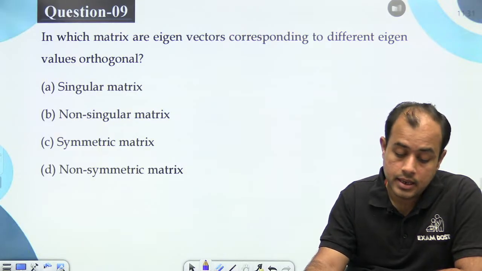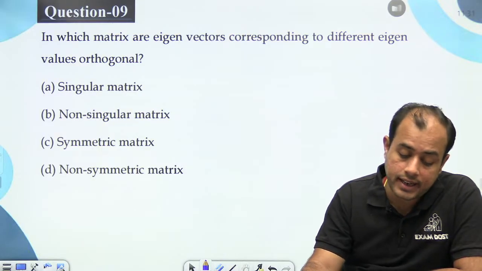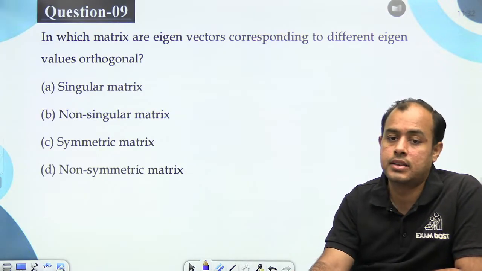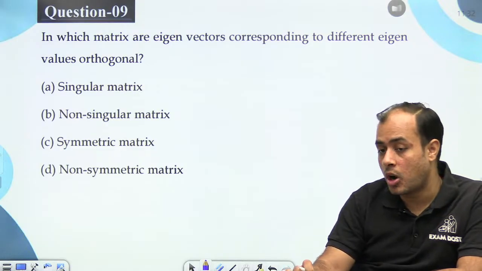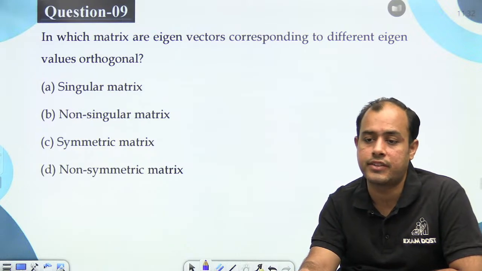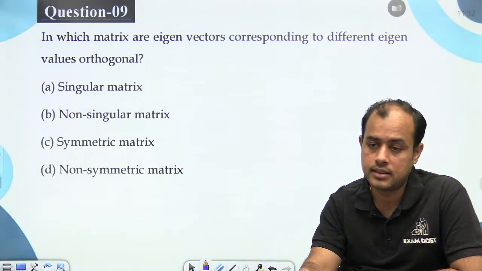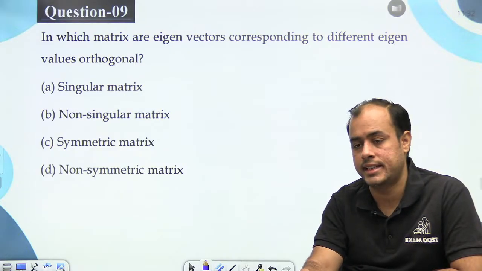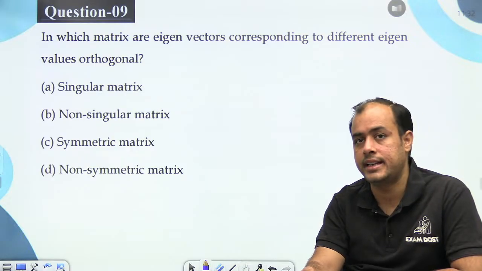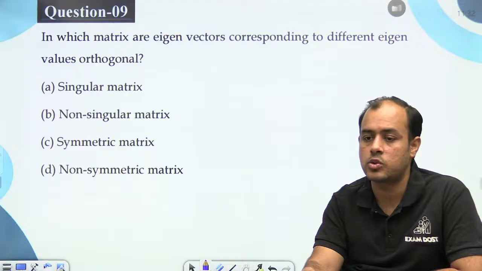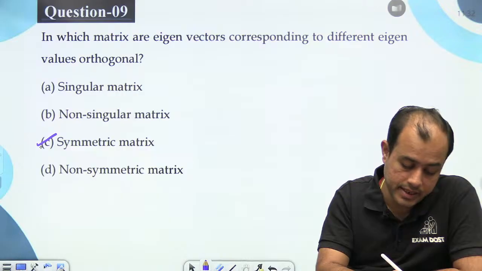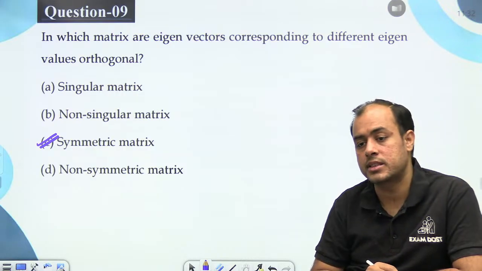Very good. In which matrix are the eigenvectors corresponding to different eigenvalues orthogonal? Which matrix has the property that eigenvectors corresponding to distinct eigenvalues are orthogonal? Symmetric matrix. This is a property of a symmetric matrix.